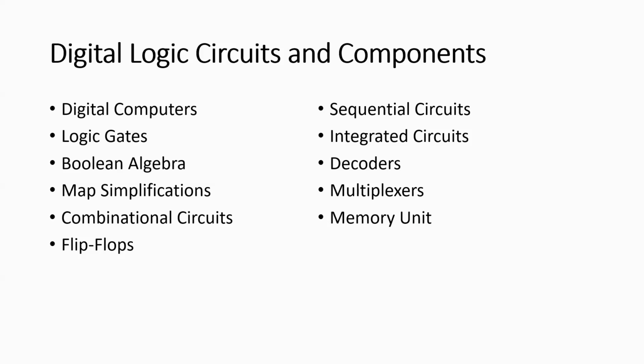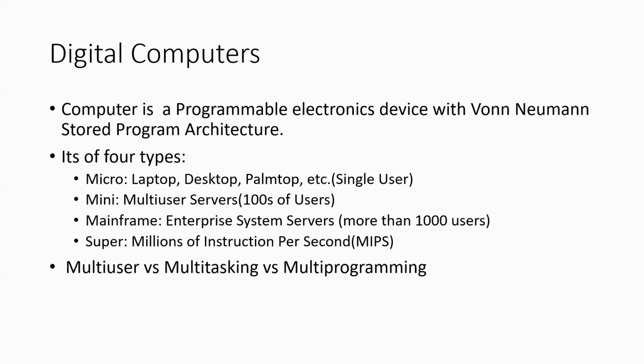It has digital computers, logic gates, Boolean algebra, map simplification, combinational circuit, flip-flops, sequential circuit, integrated circuit, decoders, multiplexer, and memory units. So we'll understand all these theories through this session. Let us look at the digital computer first. We have already seen it, but before going into the computer's internal part, let us review it.